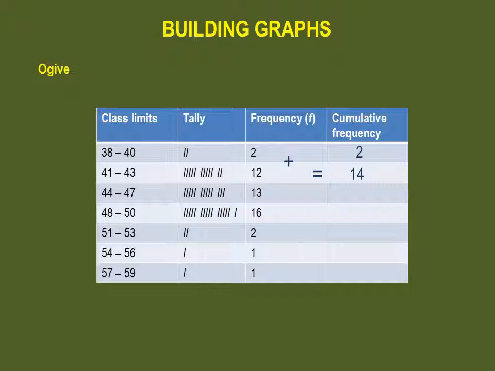Class number 3 is preceded by classes 1 and 2, who have a cumulative frequency of 14. So we add to 14 the frequency of class number 3. 14 plus 13 gives us 27. And you continue down the row until you get to the end. 27 plus 16 gives us 43. 43 plus 2 gives us 45. 45 plus 1, 46, plus 1, 47.